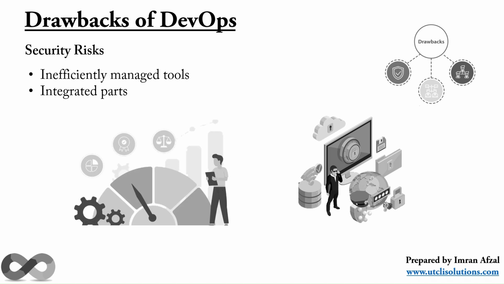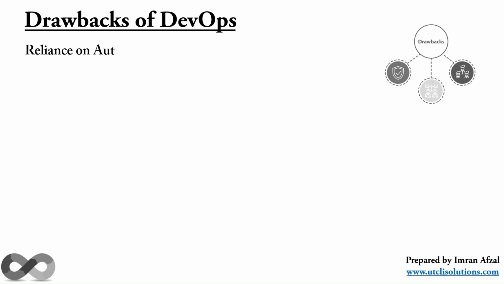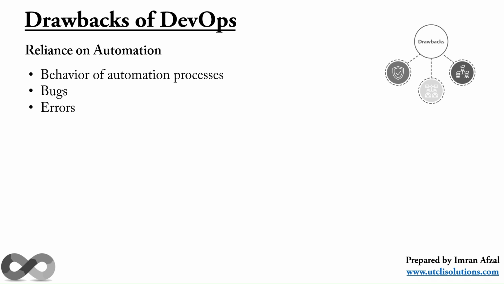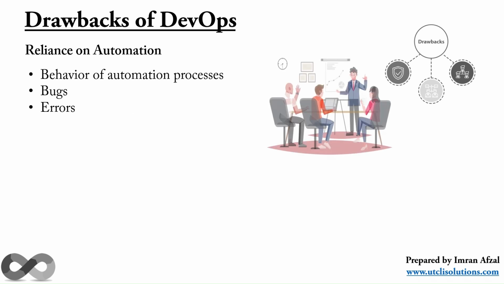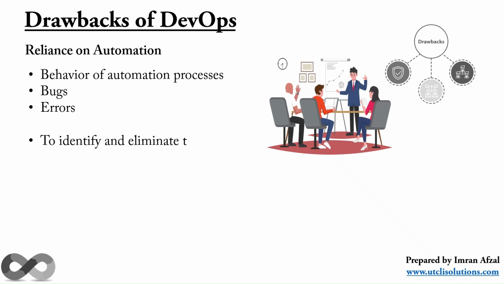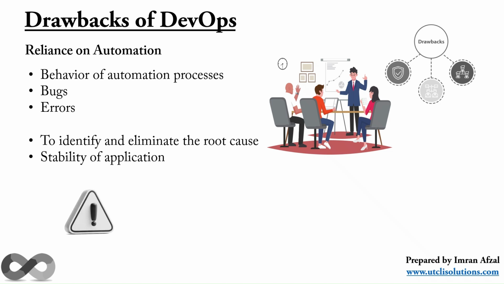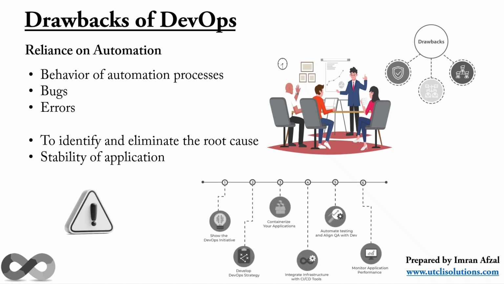Then we have a reliance on automation, which means in case of unusual and unexpected behavior of the automation process, bugs and errors can be introduced in the system, which hinders troubleshooting and debugging. It requires special experts to identify and eliminate the root cause and ensure the stability of the application. So this risk seriously needs to be considered by the operations team to ensure smooth application development.